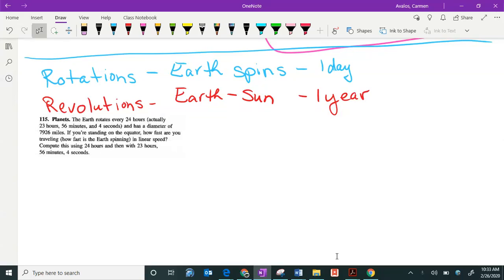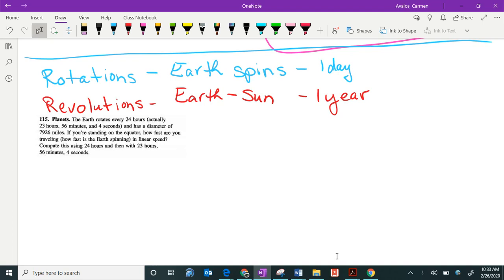Okay, so this is part two of the applications problems. Now we have rotations and revolutions, something you need to know, but we could use them interchangeably. Rotation is something spinning around itself, like the Earth spinning, which takes one day. Revolution is spinning around something, like the Earth revolving around the sun, and it takes 1 year. So that's the difference between rotations and revolutions.